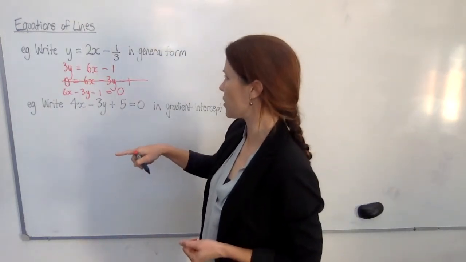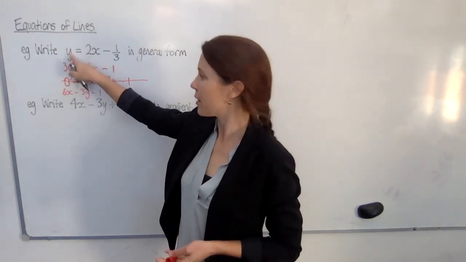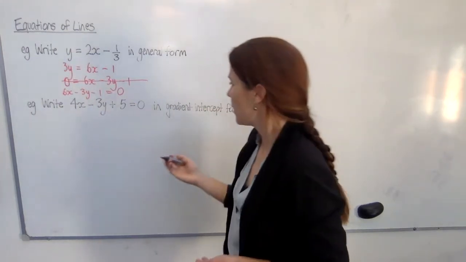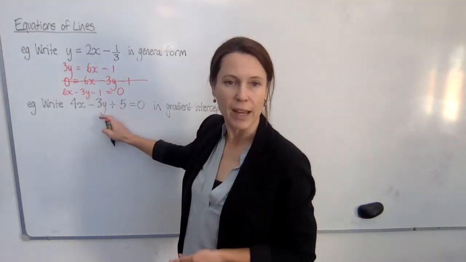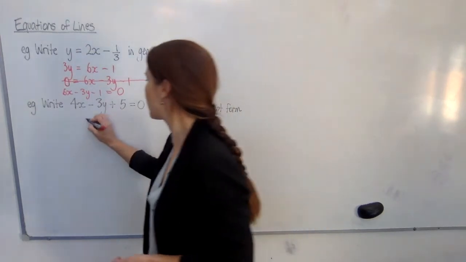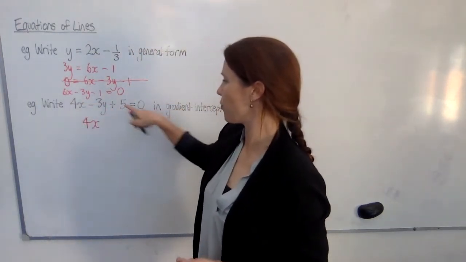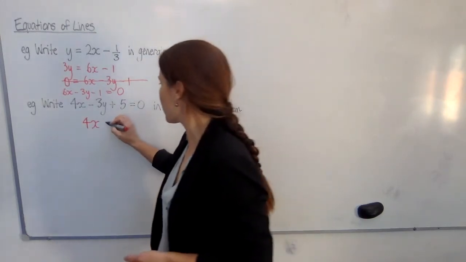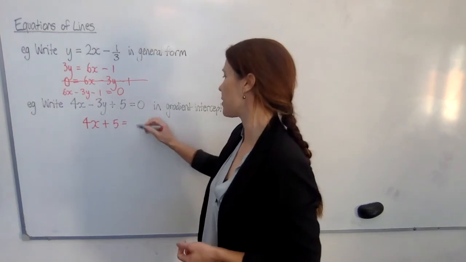Well, first thing we need to do is try and get the y's by themselves, because that's what gradient intercept form looks like. So I'm going to start by getting the y's on their own. The easiest way to do that, I think, is to probably just add 3y to both sides here. Clearly, I could add 3y to both sides, or I could subtract 4x and 5. I'm going to leave the 4x and 5 sitting there and add 3y to this side.